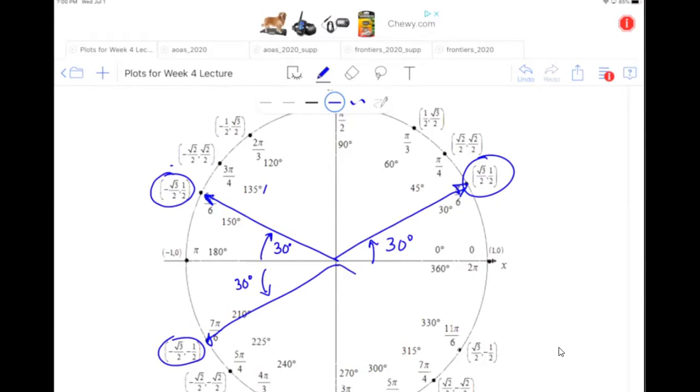And then in this quadrant, between 360 and 330 is another 30-degree reference angle. And take a look at the coordinates. All 4 of these coordinates have that square root of 3 over 2 first, and the 1/2 is second. All right, and the same will apply to all the 45-degree angles and all the 60-degree angles as well. So this is one way of memorizing the values.